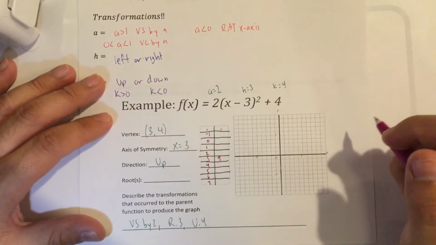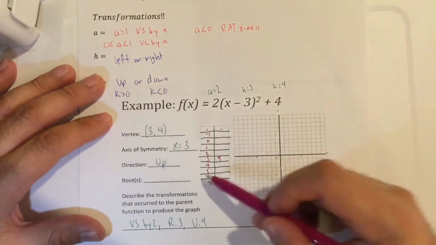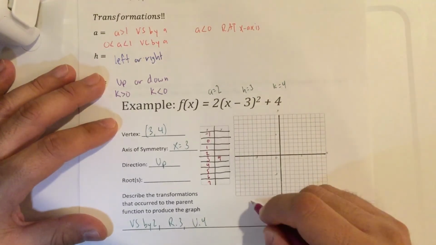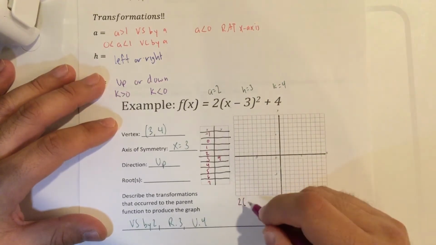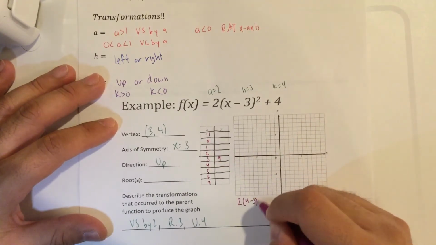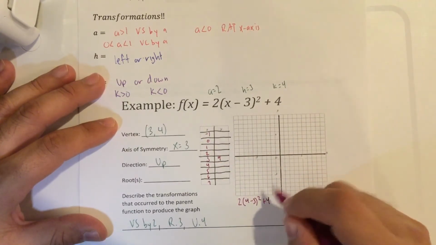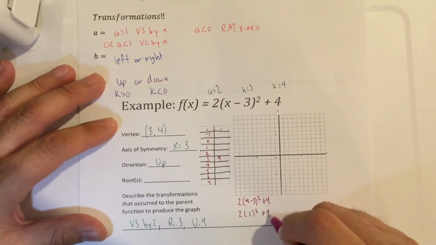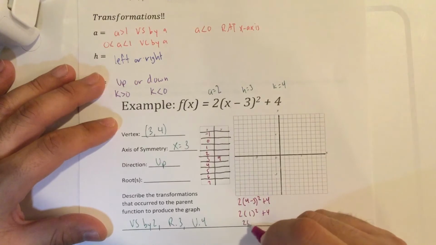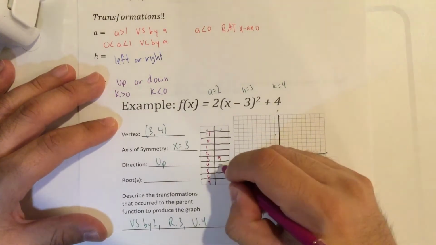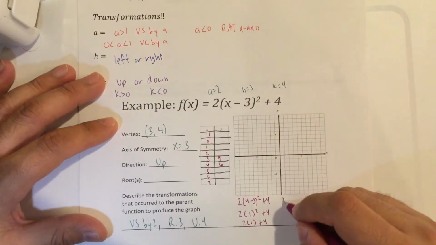Now for here, pretty much what I'm going to do is plug these x values inside of here and then work it out. Okay, so the first one right here, I'm just going to do 2 parentheses, x is going to be 4 minus 3 squared plus 4. So 4 minus 3 is 1. 1 squared is 1. So 2 times 1 is 2, plus 4 is 6. Then I do the next one.